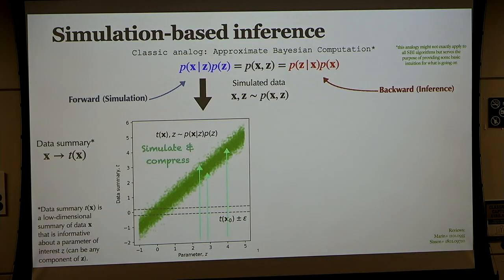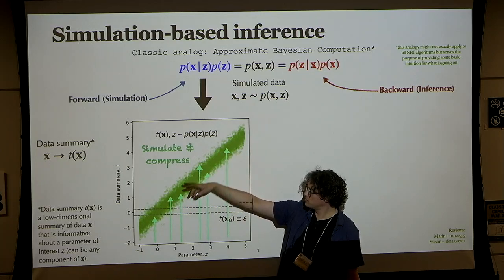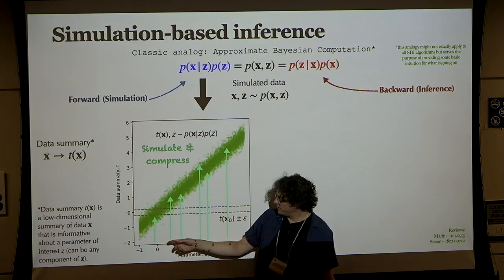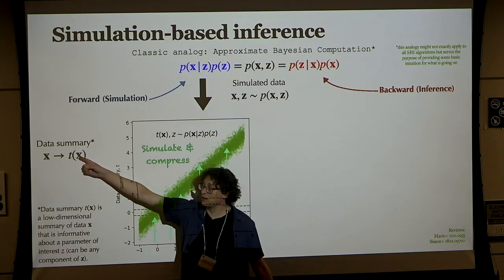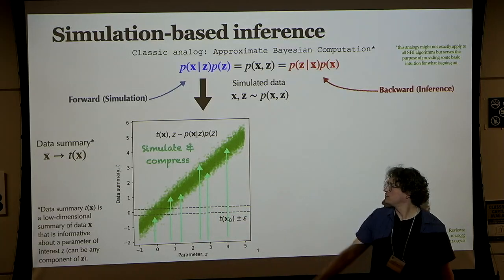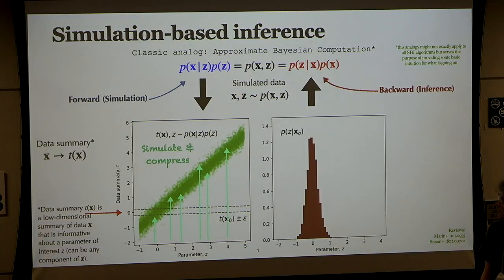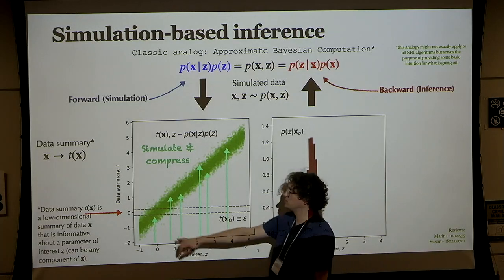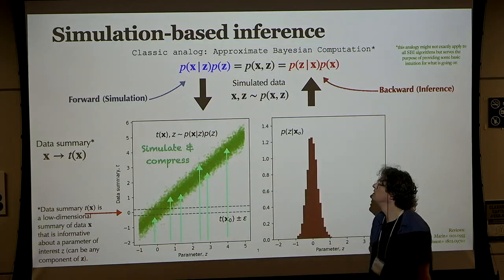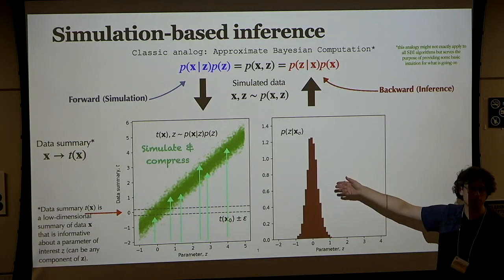So the first step is to populate this plot by running simulations. All these green dots were produced by first picking some parameter from the prior, then simulating, then plugging the simulation output into the data summary, and then putting a little dot here. This is how you get the green band, and then you are basically done. Next, once you get an observation, let's say 0, you just read off all the green dots that are in the epsilon range and plot them in a histogram, and then you have a posterior.